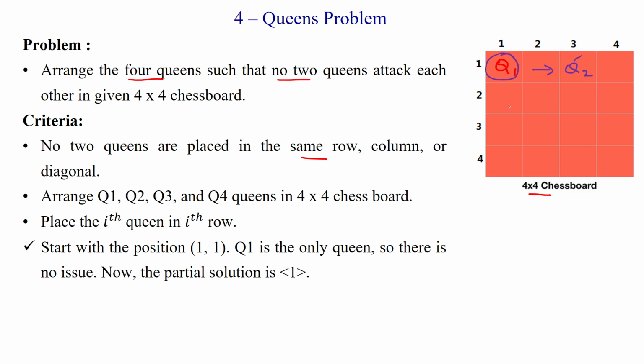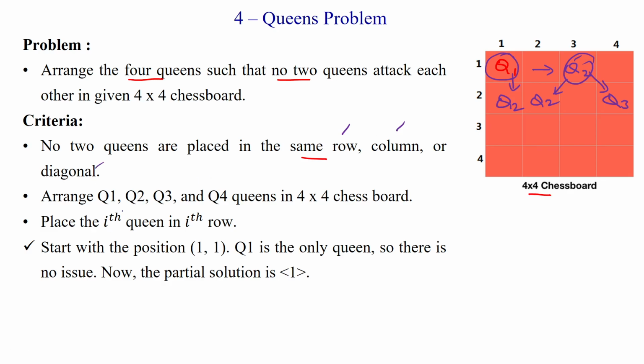Likewise, if you place queen 2 in the same column in a different row, queen 1 will attack it. If you place queens on the same diagonal in different rows, queen 2 and queen 1 will attack each other, and this will also attack queen 3. So we cannot place the queens in the same row, same column, or same diagonal position.